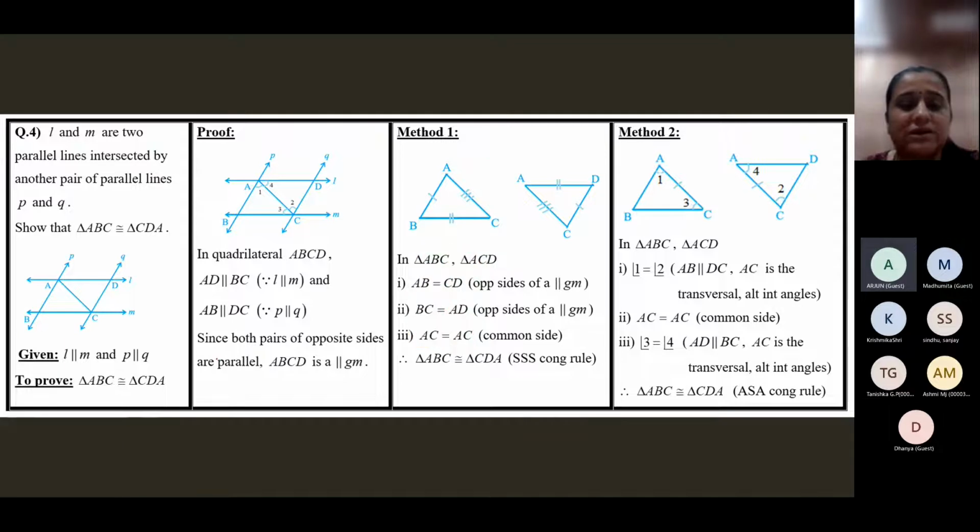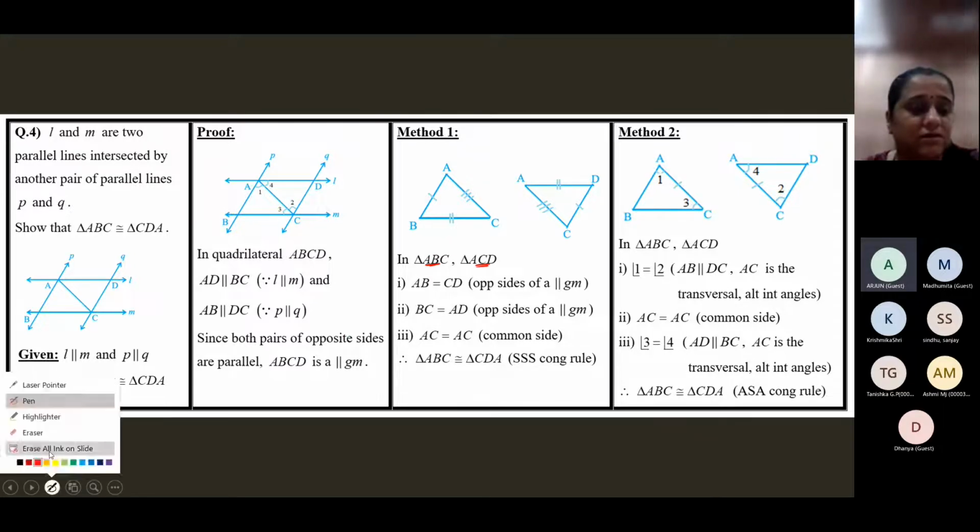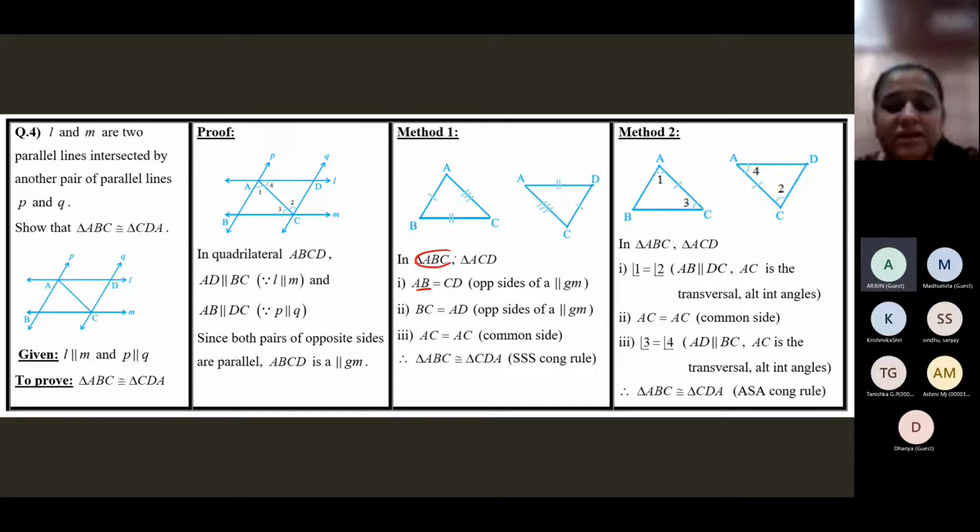So the information should be one part of this first triangle is equal to the corresponding part of the second triangle. So AB of this triangle is equal to CD of this triangle. Why AB is equal to CD? Because they are the opposite sides of parallelogram ABCD. Then BC is equal to AD. Again, the same reason because they're the opposite sides of parallelogram ABCD.